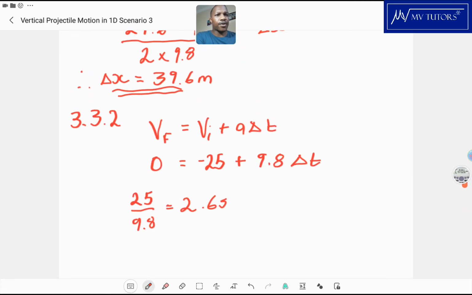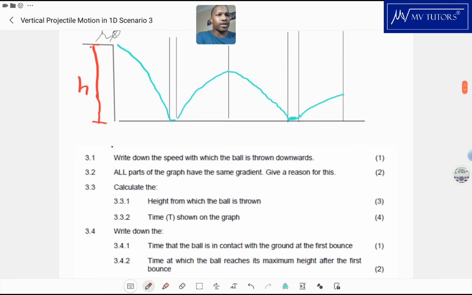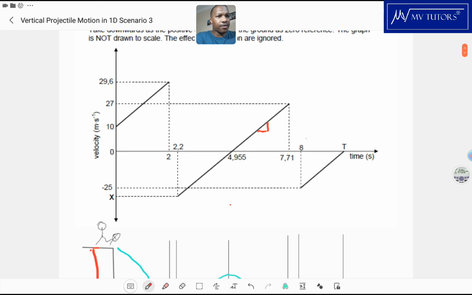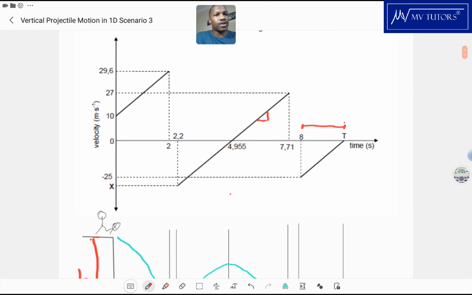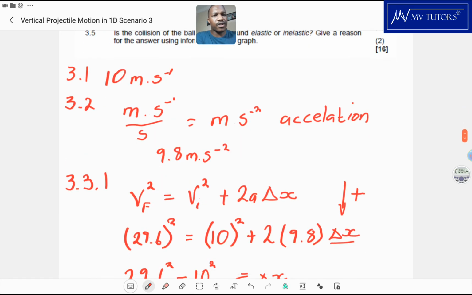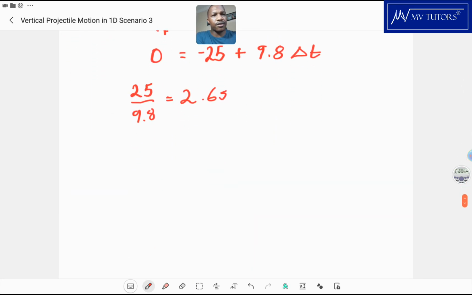Okay, now what you need to understand is that 2.6 seconds is from here to there. But we are interested in the entire time. So we need to add this one from here, from the beginning to this. So it's going to be 8 plus 2.6 to get our final t.